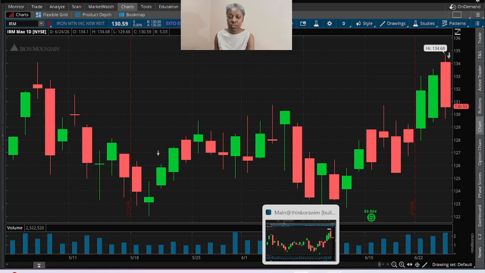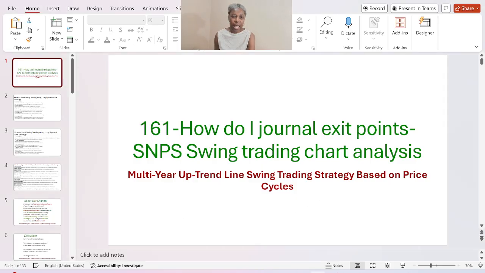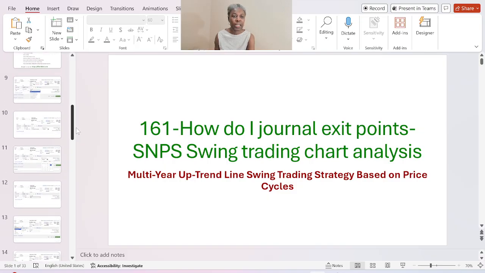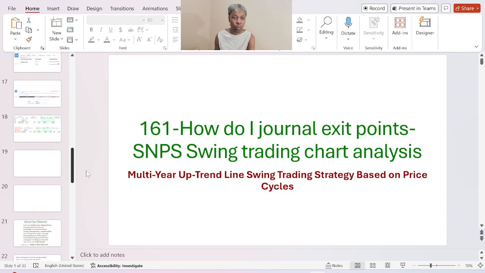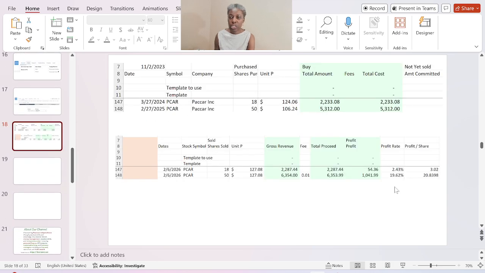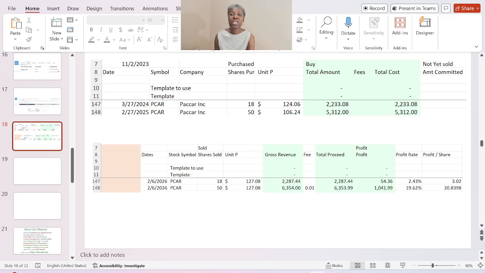So the financial side of it, I like to say journal, but I like to say more record keeping. So I do record keeping of my transactions as well. Although I have not been on top of it this year, that is something I need to get on top of. So I have a screenshot here, and I have a spreadsheet that I keep track of my transactions.